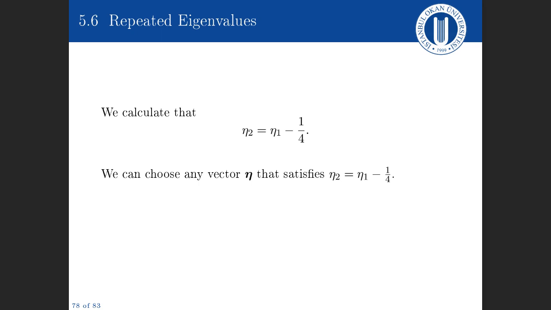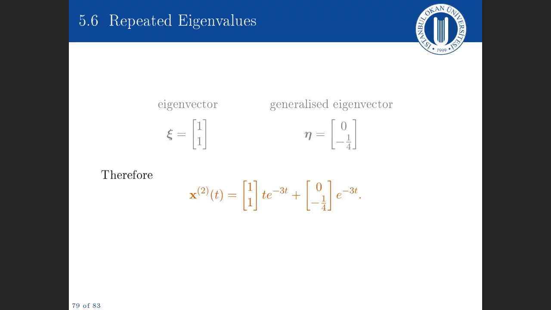Because I like easy vectors, I'm going to choose eta 1 to be 0 again, and then I could read off that eta 2 needs to be minus a quarter. So I'm going to choose the generalized eigenvector 0 minus a quarter. Okay, now we know the eigenvalue, we know the eigenvector, we know the generalized eigenvector. That's all we need to write down the second solution. Eigenvector t, e to the power eigenvalue t, plus generalized eigenvector e to the power eigenvalue t, or 1, 1 t e to the power minus 3t plus 0 minus a quarter e to the minus 3t.